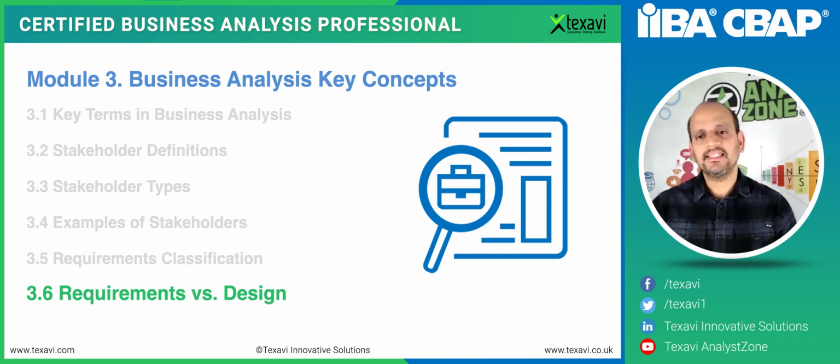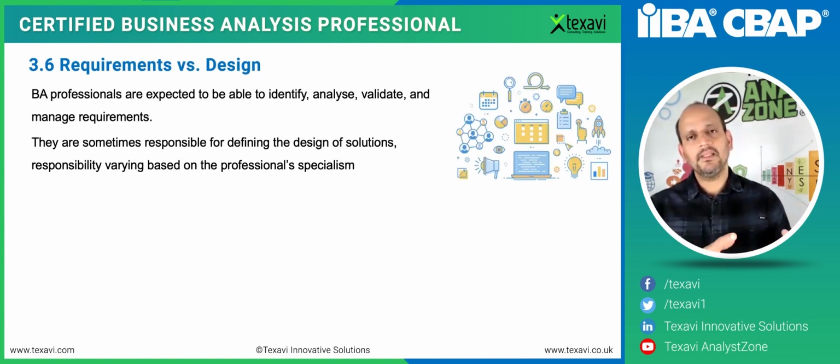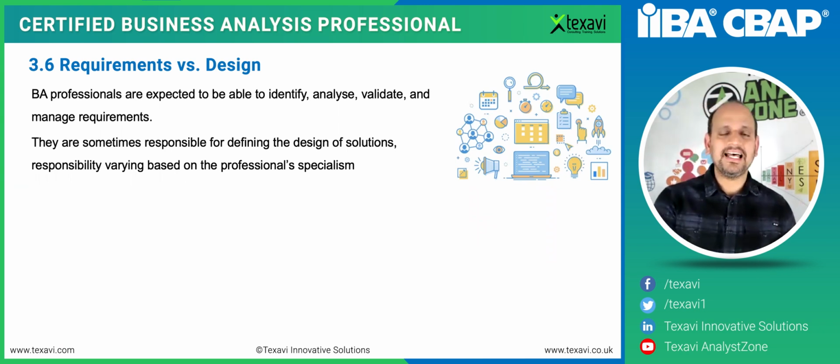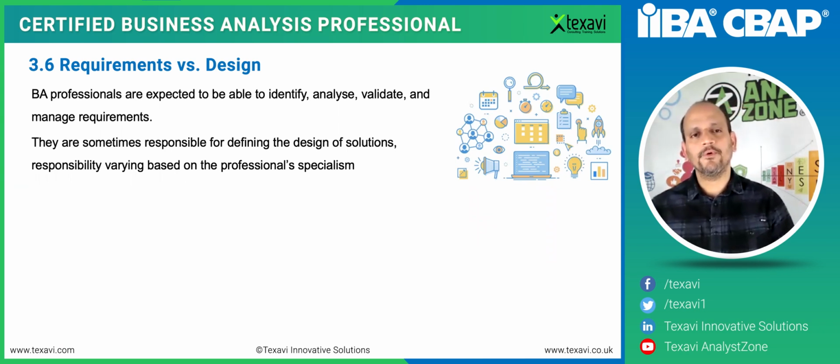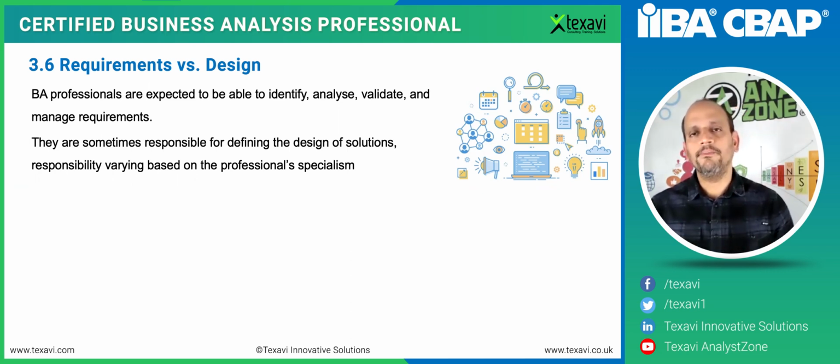So requirements versus design is, again, we've had a look at the requirements. We've had a look at what the different types of requirements are. We understood the requirements are basically the problem space, and then we've got the design, which is the bridge between the problem space and the solution space. So as BAs, we're expected to be able to identify, analyze, validate, define, specify, communicate, and manage requirements. Essentially, that's the crux of what we do, pretty much as most of a job would entail.